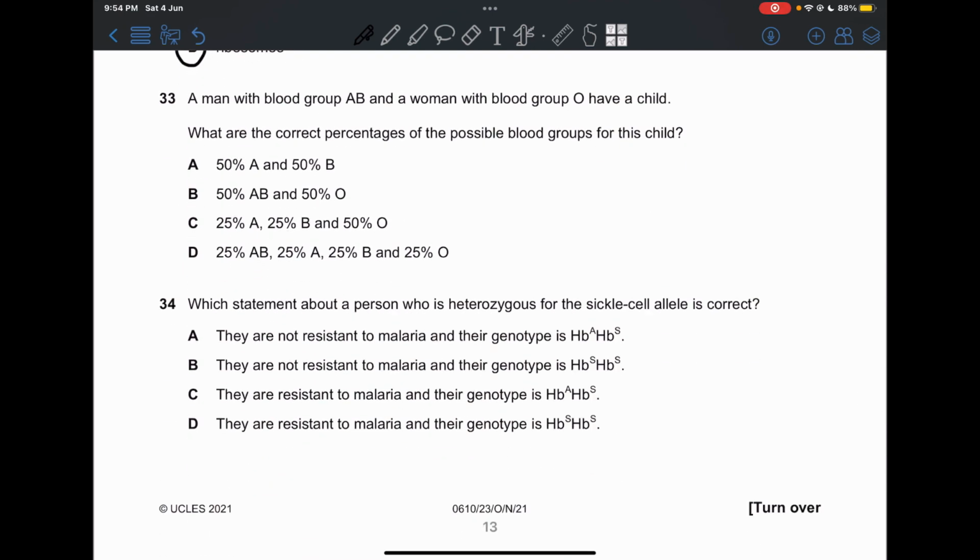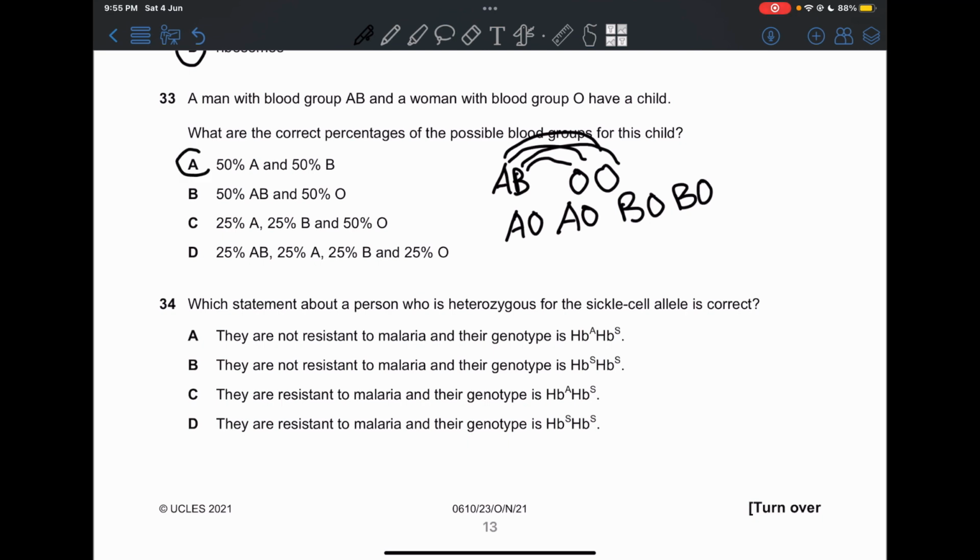33, a man with blood group AB and a woman with blood group O have a child. What are the correct percentages of the possible blood groups for the child? Now we know that AB and OO is going to get us an AO child or a BO child. So there is a 50-50% chance of getting an A or a B blood group child. So the answer for this question is going to be A.